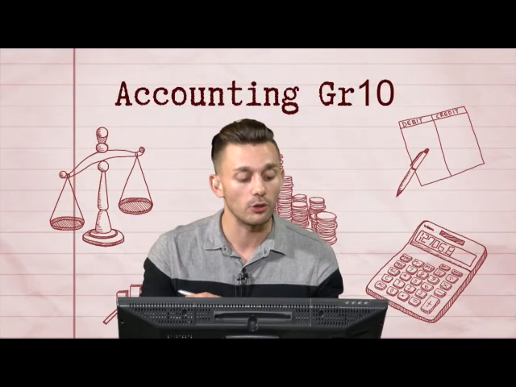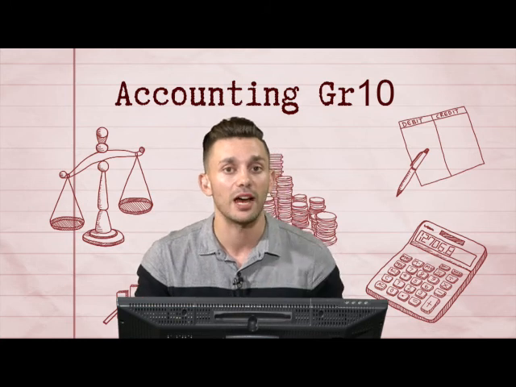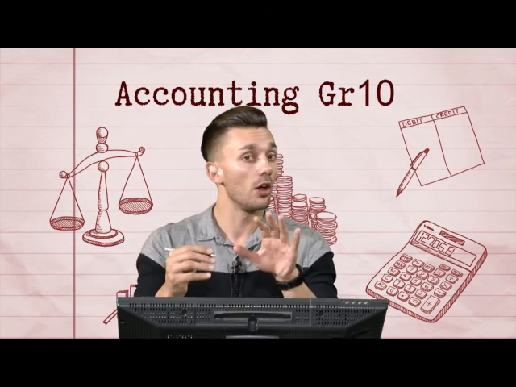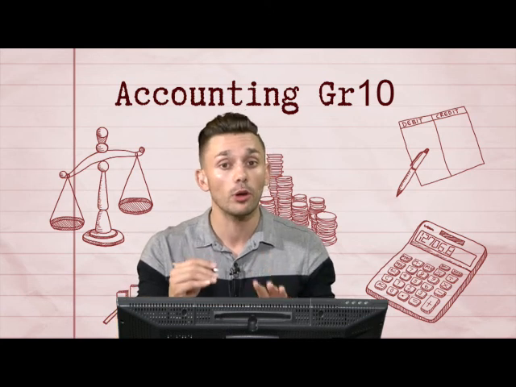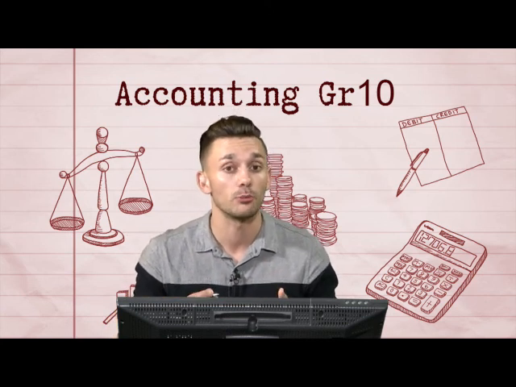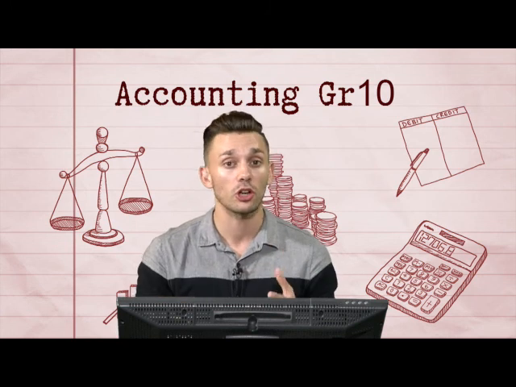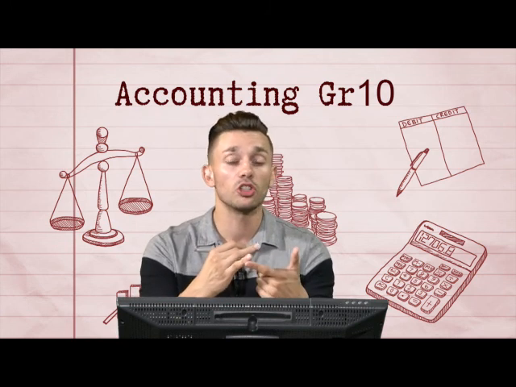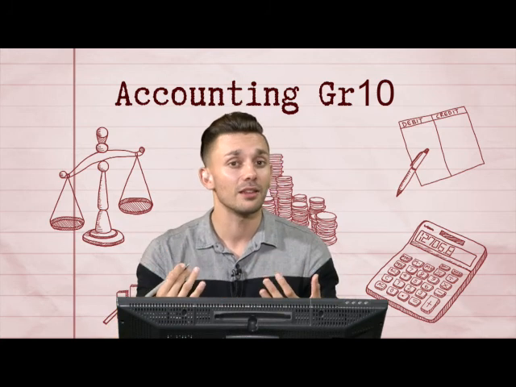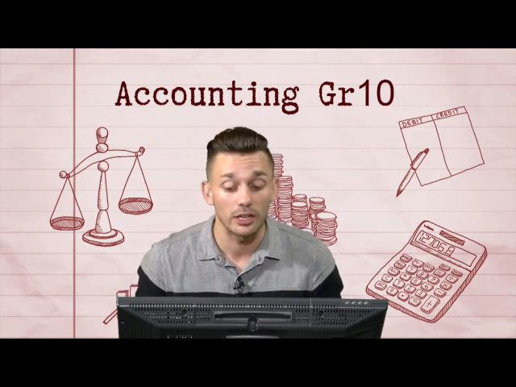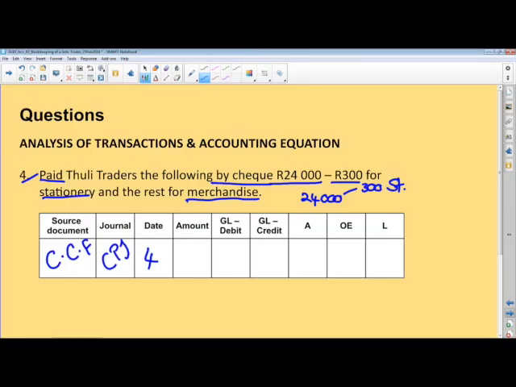And then they tell you the rest was for merchandise. Now, merchandise can also be referred to as trading stock. That's the real word we would like you to learn for accounting purposes. Trading stock can be goods, merchandise, stock, anything that we buy to sell, and it will be regarded as trading stock. Now, if we have 24,000 here as your total payment, and 300 was for stationery, how much is left?